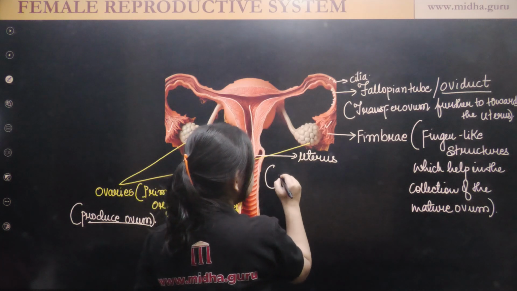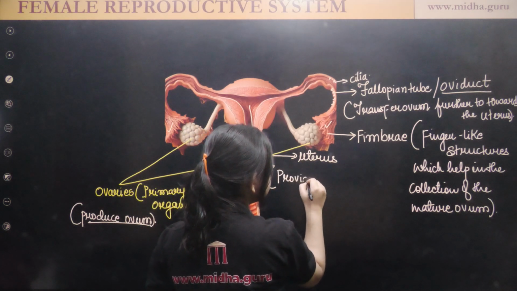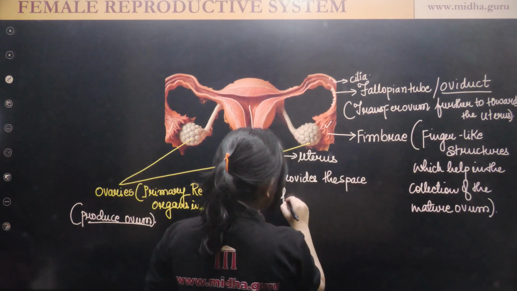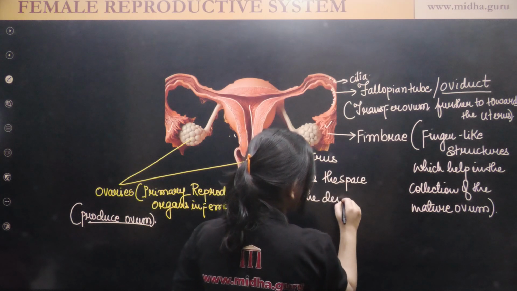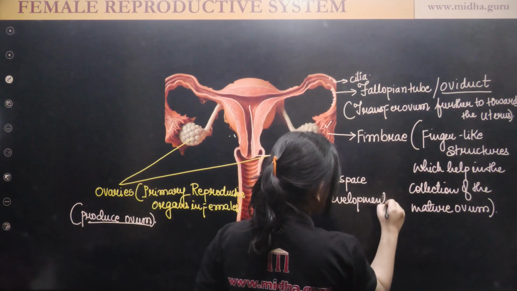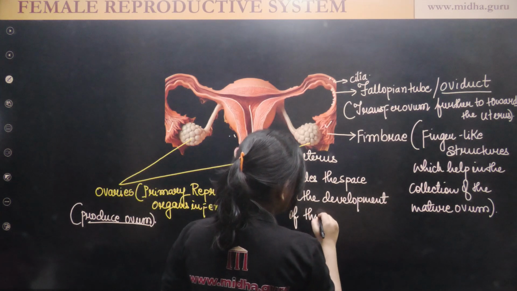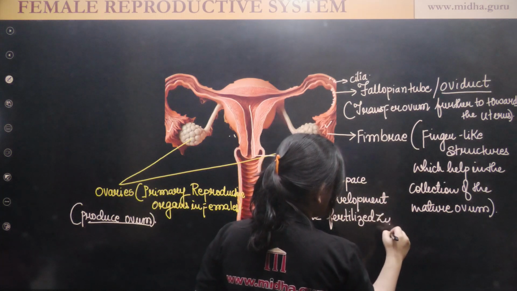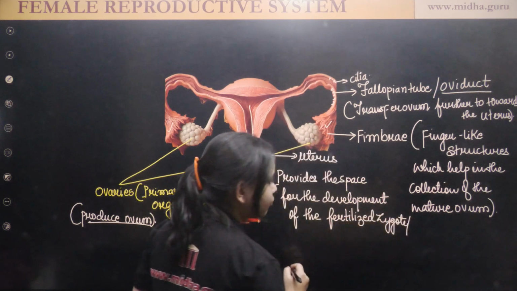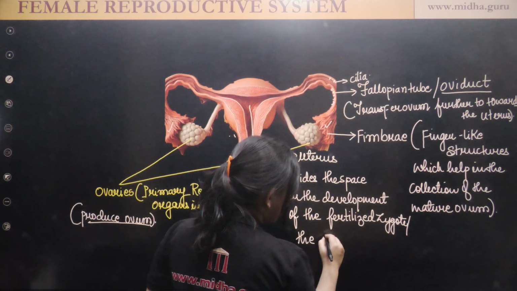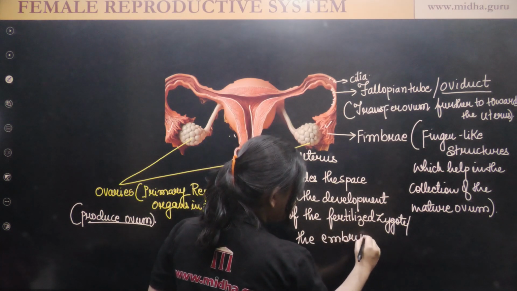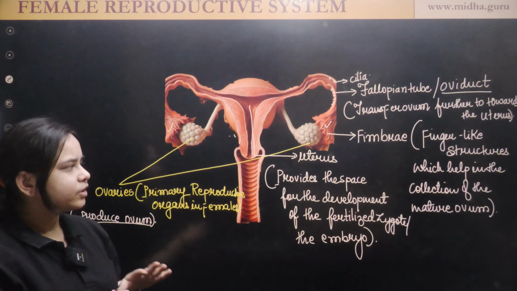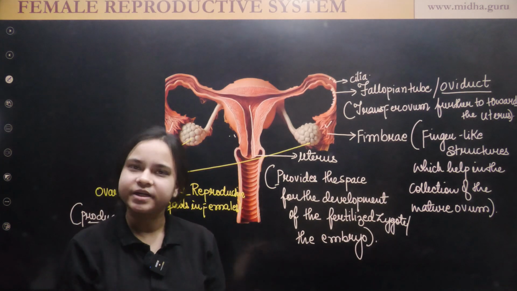Fine. So, it provides the space for the development of the fertilized zygote, or more prominently the embryo. We are going to understand the whole process of fertilization in the next video. Today we are going to understand just the diagrams and their associated parts.